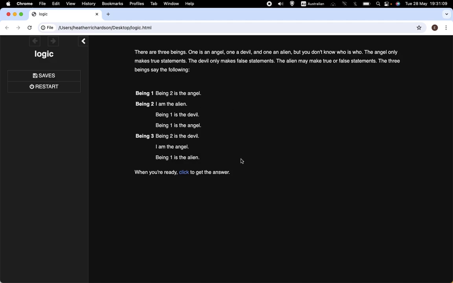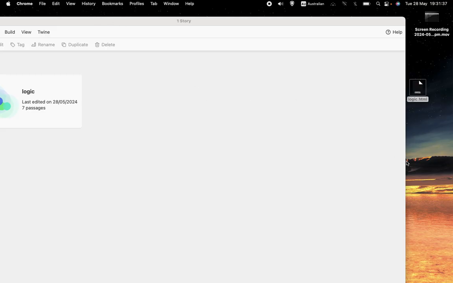And I'm not going to do it for a third time, but you can see that there's a third set of statements. And this time the answer must be different, because being 1 says that being 2 is the angel. Well, the angel wouldn't do that, because the angel only tells the truth. And if being 2 was the angel, being 1 wouldn't be the angel. So being 1's not the angel. But anyway, we can see that the answer is different this time without going into it. All right, so that's the puzzle. That's how it works.